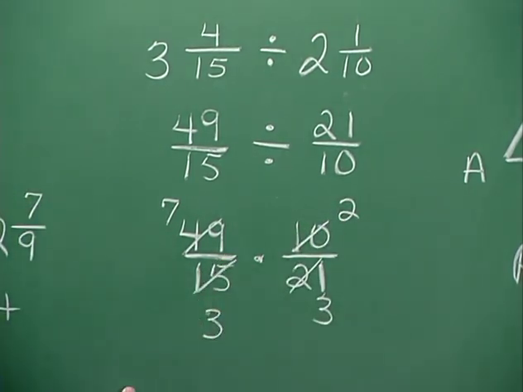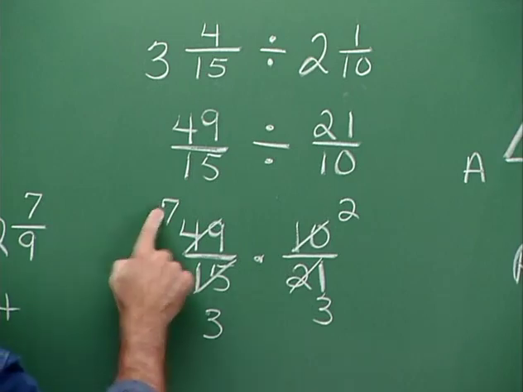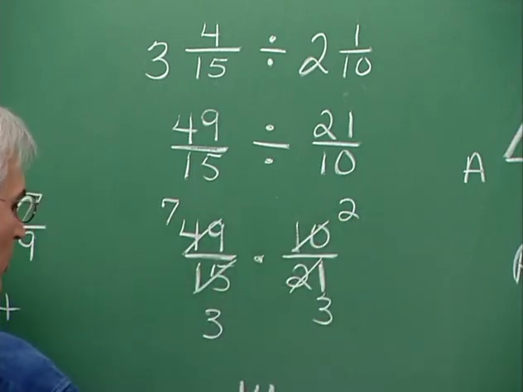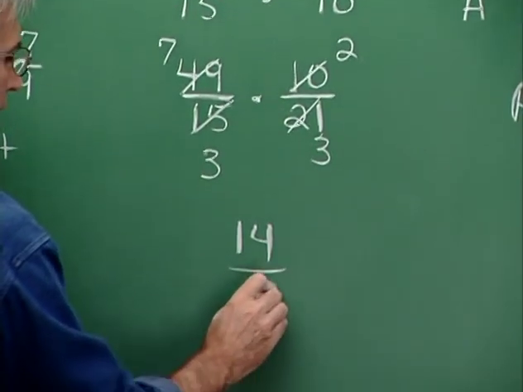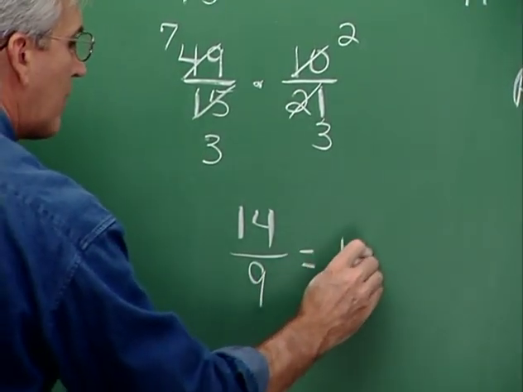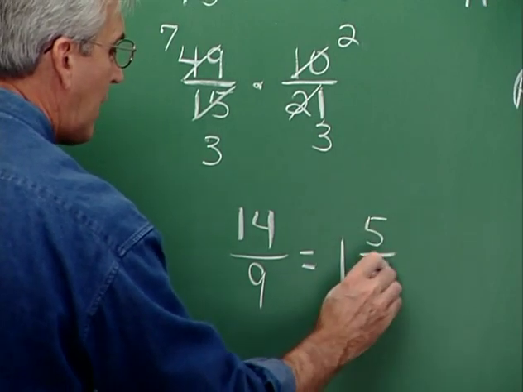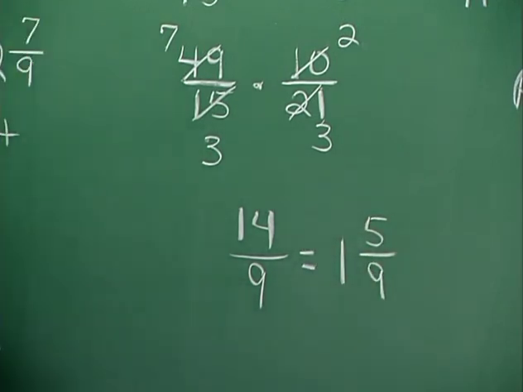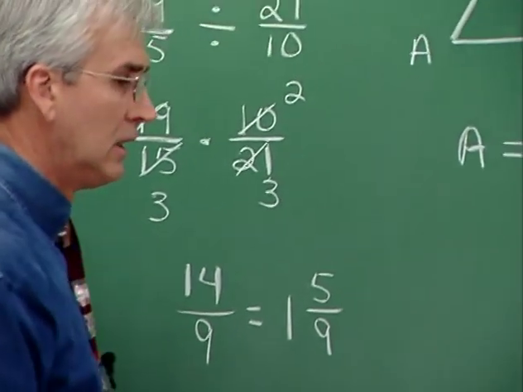Do we have other opportunities? I don't see any. 7 times 2, 14 for the numerator, 3 times 3, 9. An improper fraction. 9 goes into 14 one time with 5 left over, so 1 5/9 is our answer.